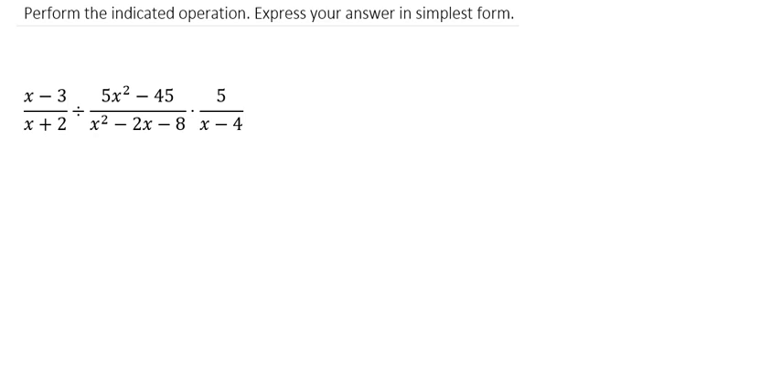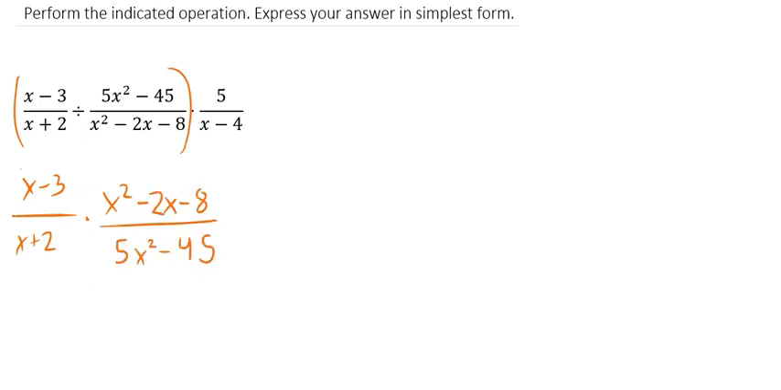Order of operations says that multiplication and division are kind of in the same level, so I just go from left to right. First, I'll figure out this problem. Then I'll multiply in the 5 over x minus 4. I do some stay, change, flip. Later, I'll multiply by this fraction here in blue.